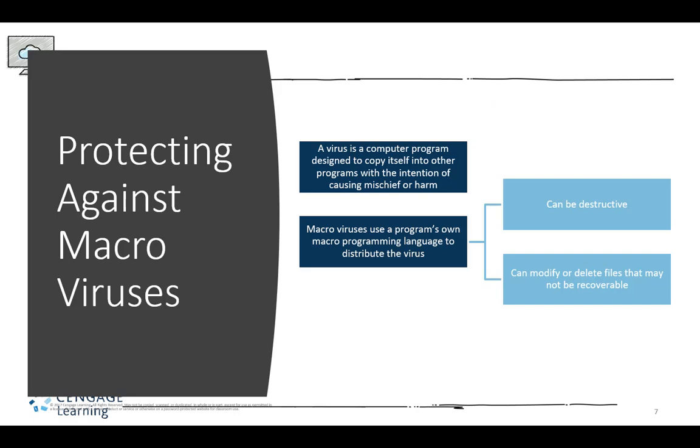You can and should follow the link to the Norton webpage that is posted on the timeline to read about them in more detail. The macro viruses use the program's own macro programming language to distribute the virus. Frequently, Outlook has been hit with macro viruses. They can be destructive, and they can modify or delete files that may not be recoverable.